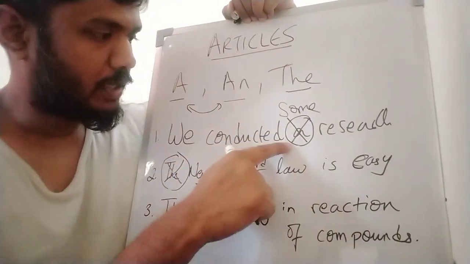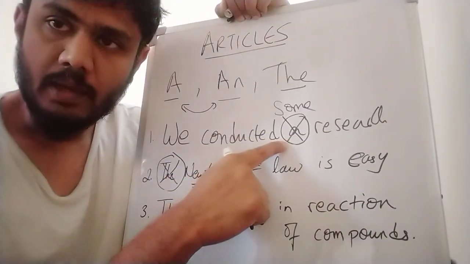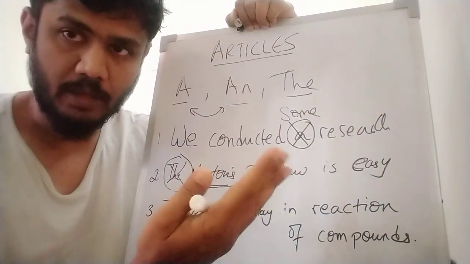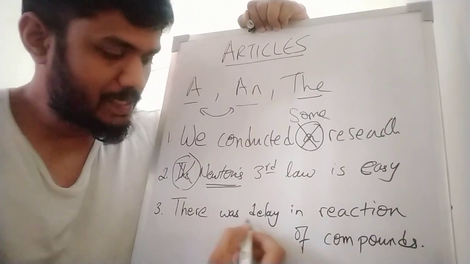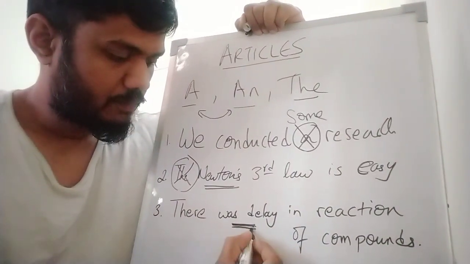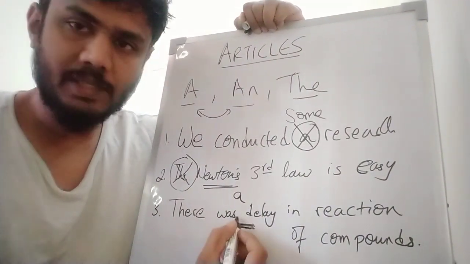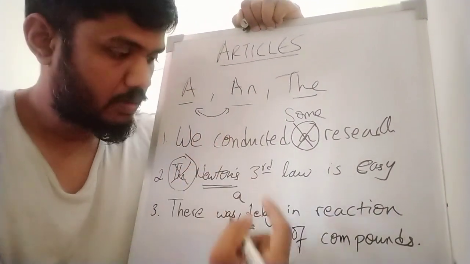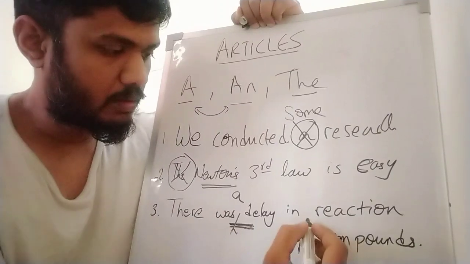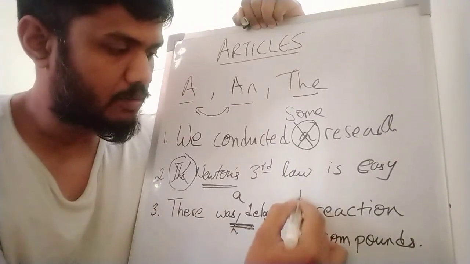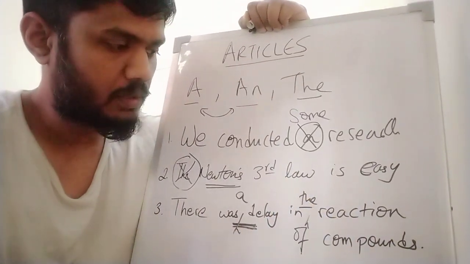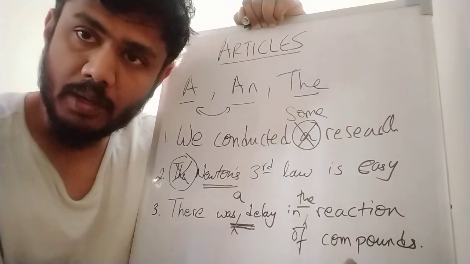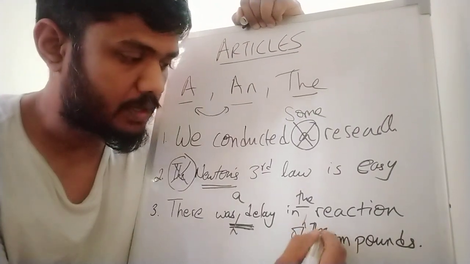So here, you've used an article where you should not have used an article. Here again you've used another article where you should not have, and here there was delay, right? There was delay. There's no article used here, but you need one. There was a delay, right? There was one delay. In reaction of compounds, so in the reaction of compounds, right? And if it's some specific compounds that we're talking about, then maybe you need another the here, right?